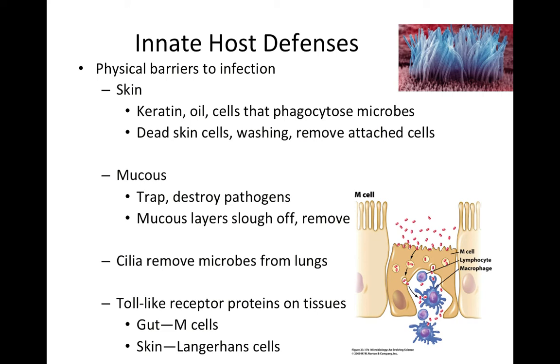The skin has keratin proteins that make the skin a tight layer and prevent fluids from penetrating into the skin. And skin also has oil that helps to have organisms not penetrate us. And the skin also has, in the deeper layers, phagocytic cells that can basically destroy microorganisms.